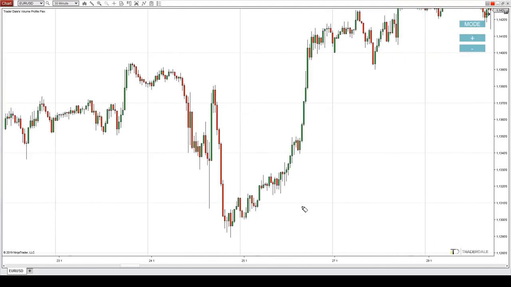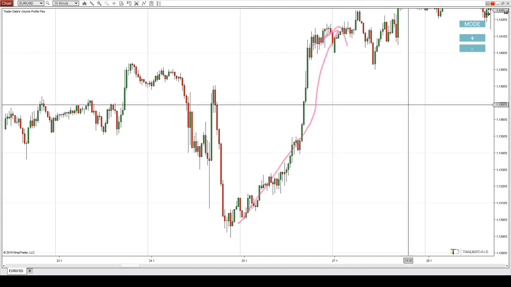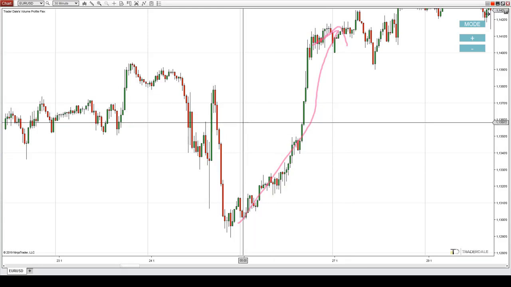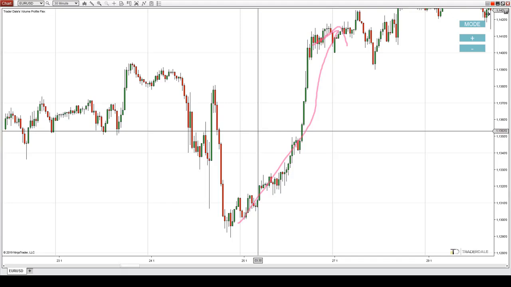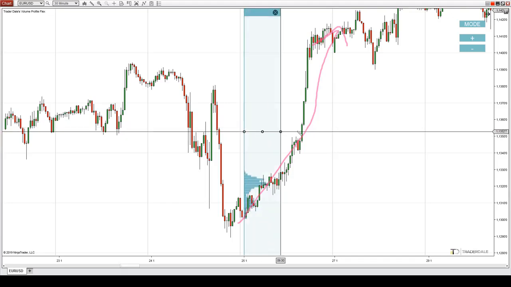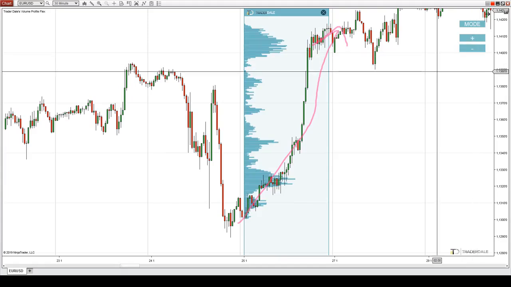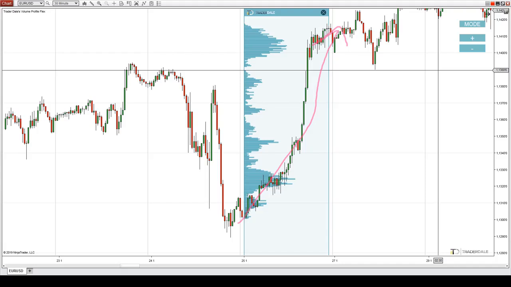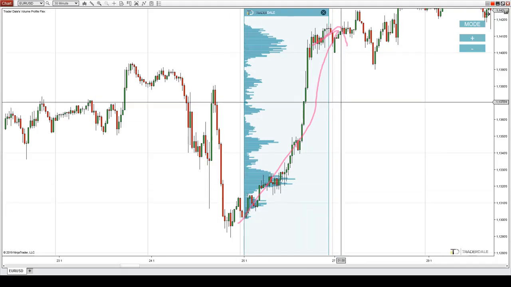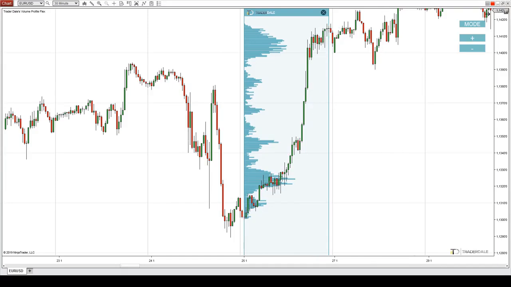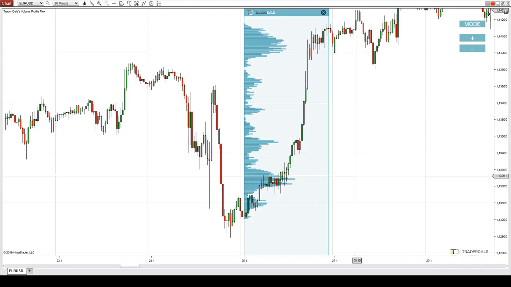So the last example on the euro will be this strong uptrend. So let's move the profile over the whole trend to see how the volumes were distributed. Let's make it like this so we can see more in detail. As you can see, there are several significant volume clusters in the uptrend. So let's have a look at them one by one, alright?